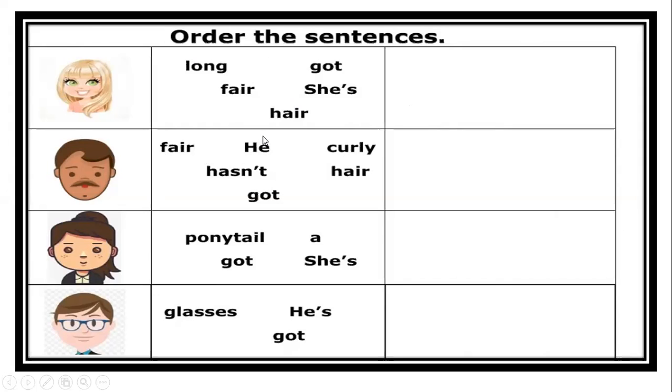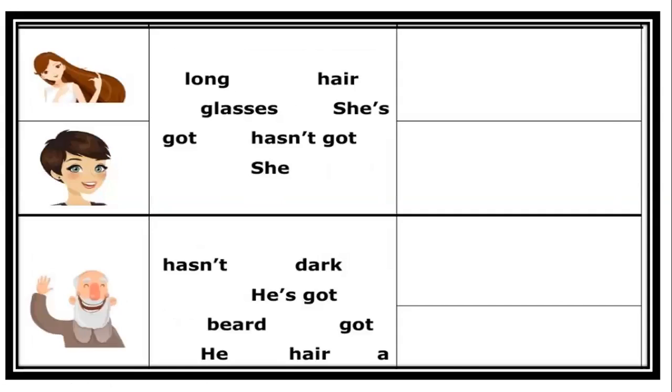Y aquí dice, fair, he hasn't got curly hair. Ajá. Puedo decir, he hasn't got curly hair, ¿verdad? Él no tiene el cabello ondulado, ¿verdad? O con rizos. So you have to look for the best way. La idea es que usted pueda elaborar una oración utilizando las palabras, the words inside the left side box. Las palabras que están en su caja de la izquierda.